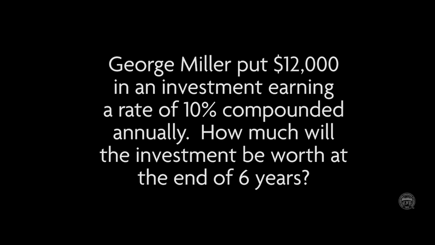Next, we're going to do a future value calculation. In this scenario, we have George Miller putting $12,000 into an investment account. It's going to be earning 10% per year. It's going to be annual compounding. And he wants to know how much the investment will be worth at the end of 6 years.